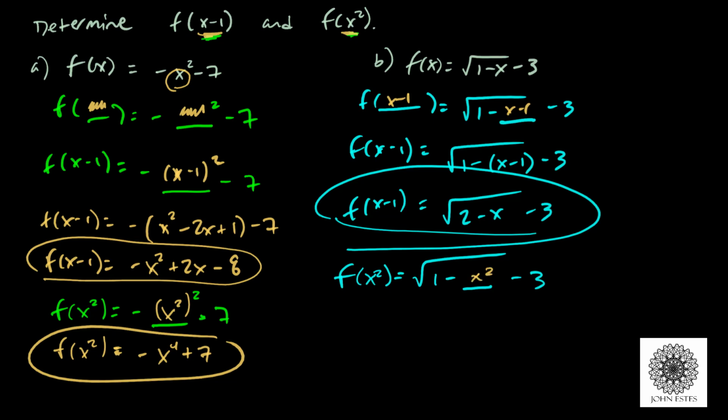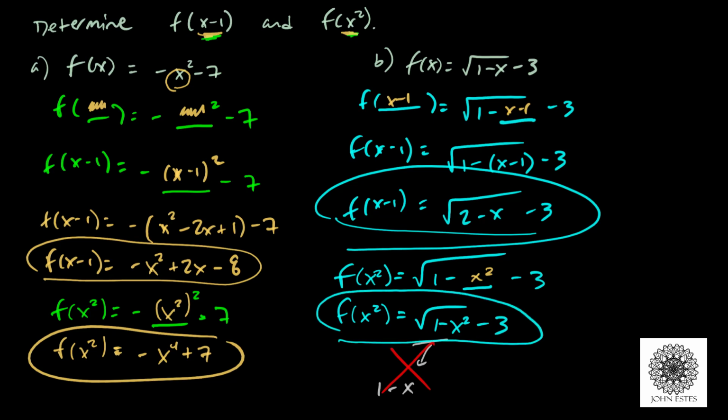So then my f of x squared just ends up being the square root of 1 minus x squared, minus 3. Okay, and I think this example is trying to bait us into thinking that that's the same as 1 minus x. But that is not true in the least. So this actually is the correct answer. f of x squared is the square root of 1 minus x squared, minus 3.